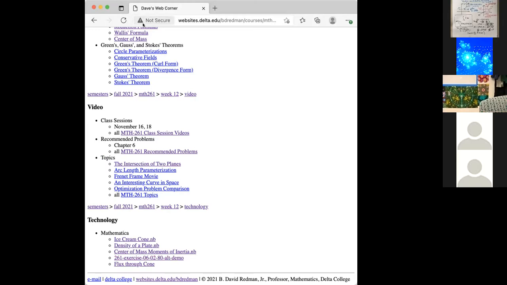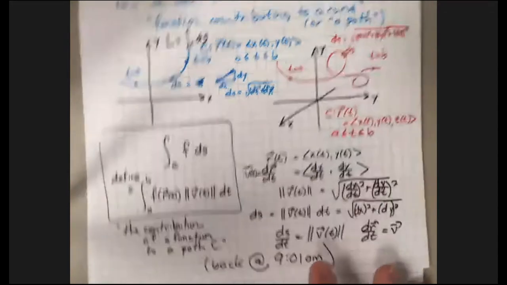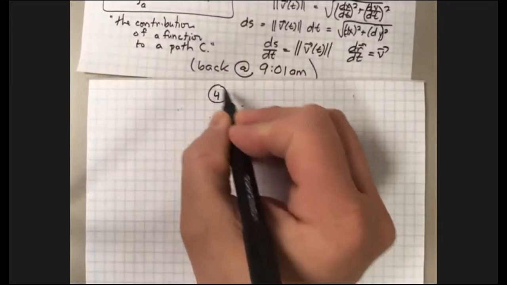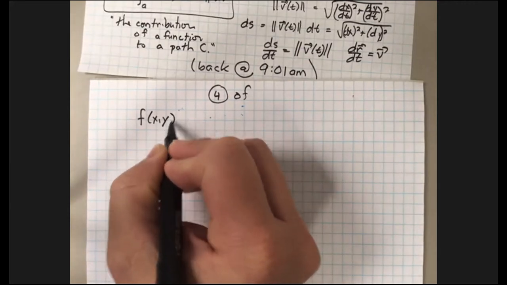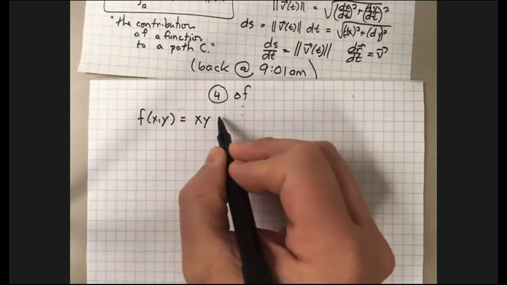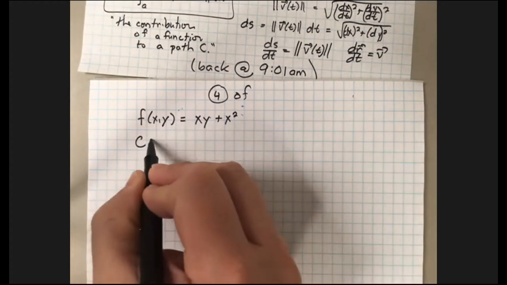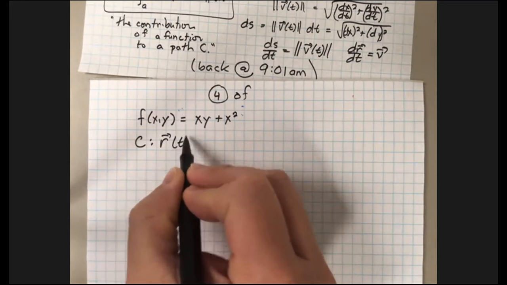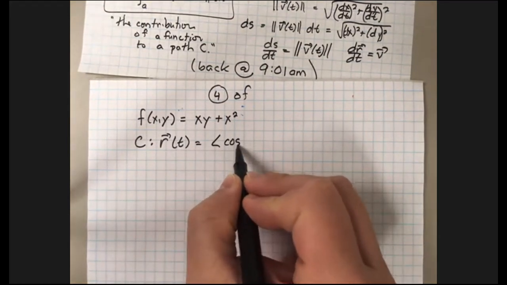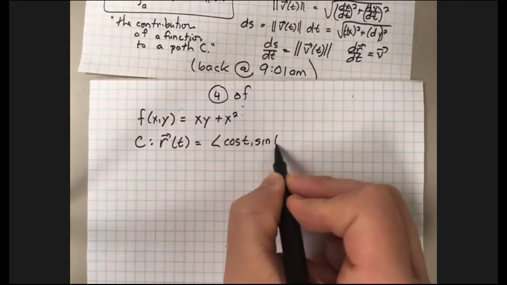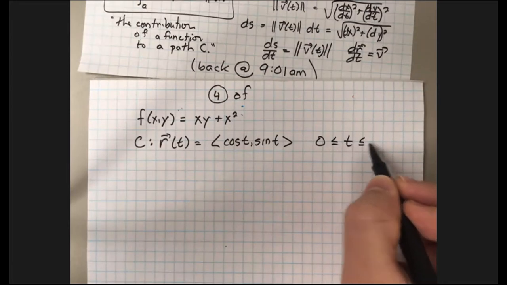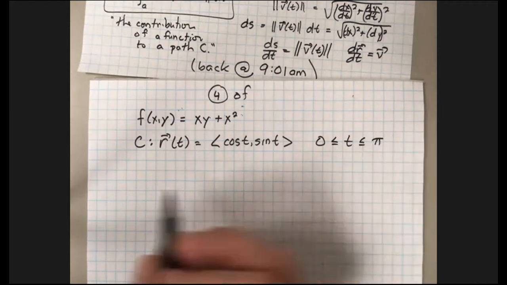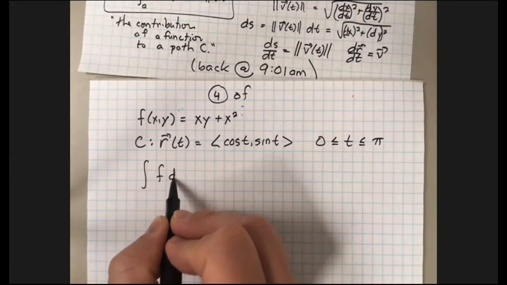Okay, so let's look at this example. Let's go back to the paper before we pull up the Mathematica notebook and show you the visuals. Let's do a very basic example of a function. The function will be xy plus x squared, nothing exotic, and a curve, also not exotic, but sines and cosines are fun. We'll say cosine t, sine t, on a specific interval. Remember, a curve has to have a domain, and we're going to look from just 0 to pi. So what would it mean to calculate the integral of f ds for this curve C?